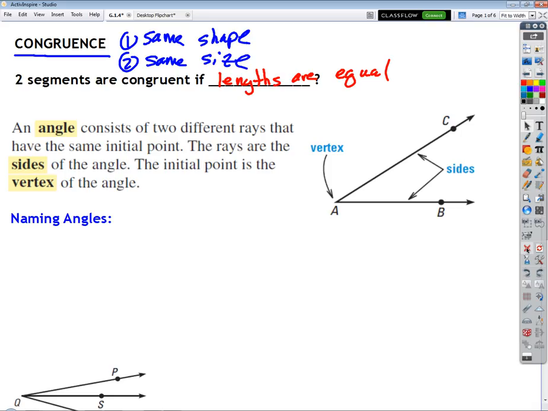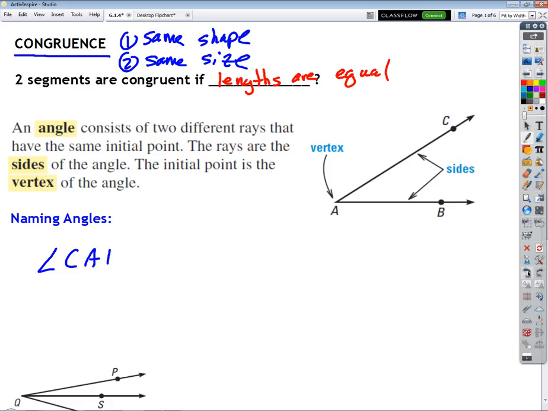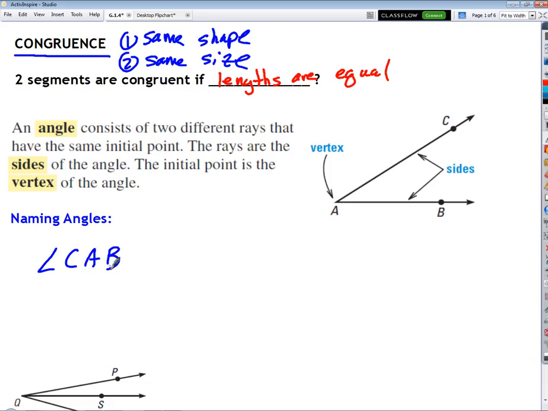How could we name this specific angle? Elton, what's one way? Angle CAB. Okay, one way we could do this is to say angle, and that's our symbol for angle, by the way, right? Angle CAB. That's correct. We'll come back and talk about why. What's another one? That's one way. What's another way?